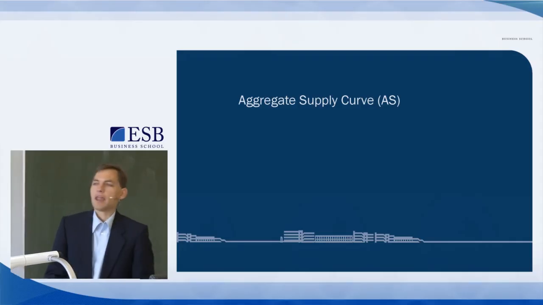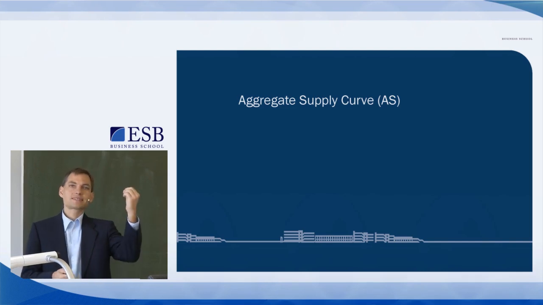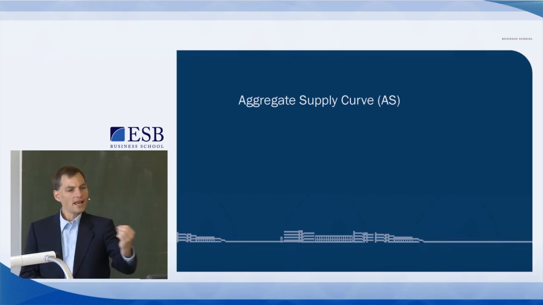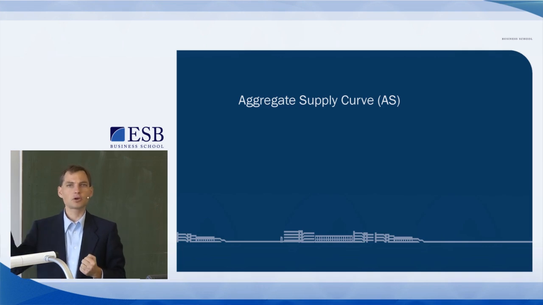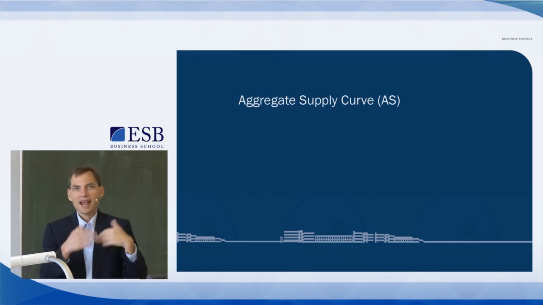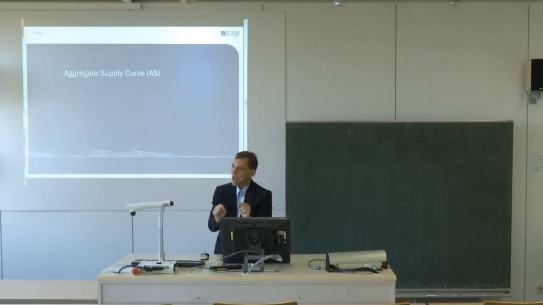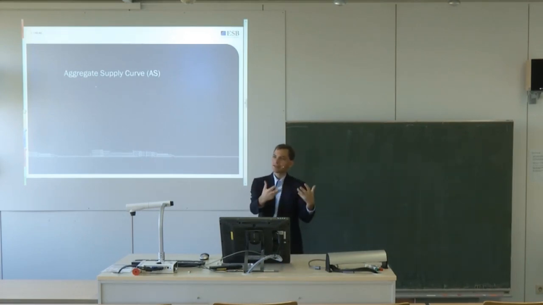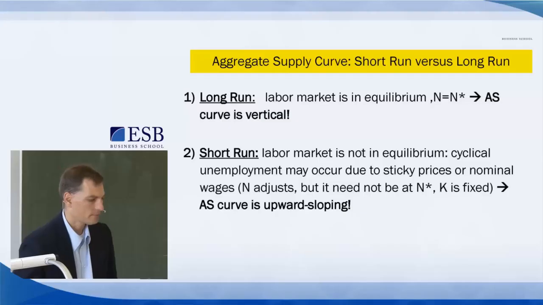But there's a new element in the aggregate supply and demand model. So far we talked about the demand curve. Now let me talk about the supply curve, the aggregate supply curve. And actually that is the new element in this model framework, the supply side. In the ISLM, you can say that is just a demand side framework. There is no supply.